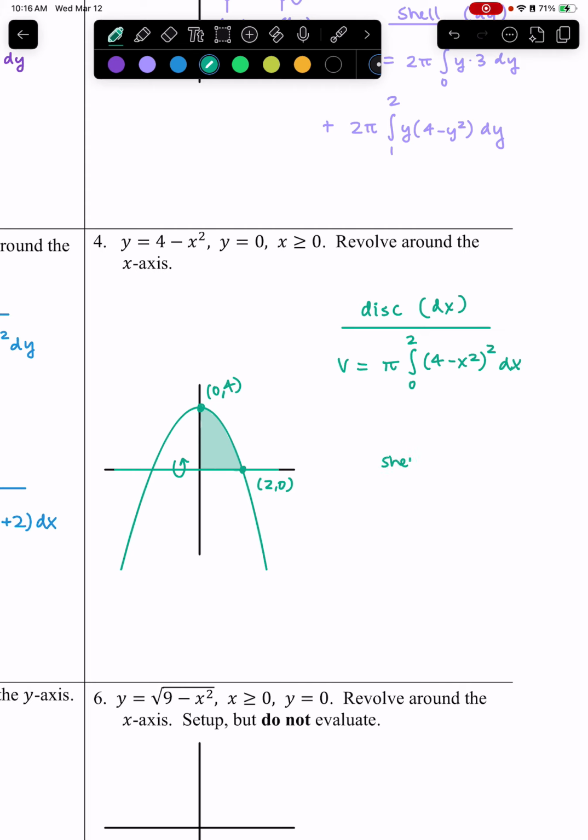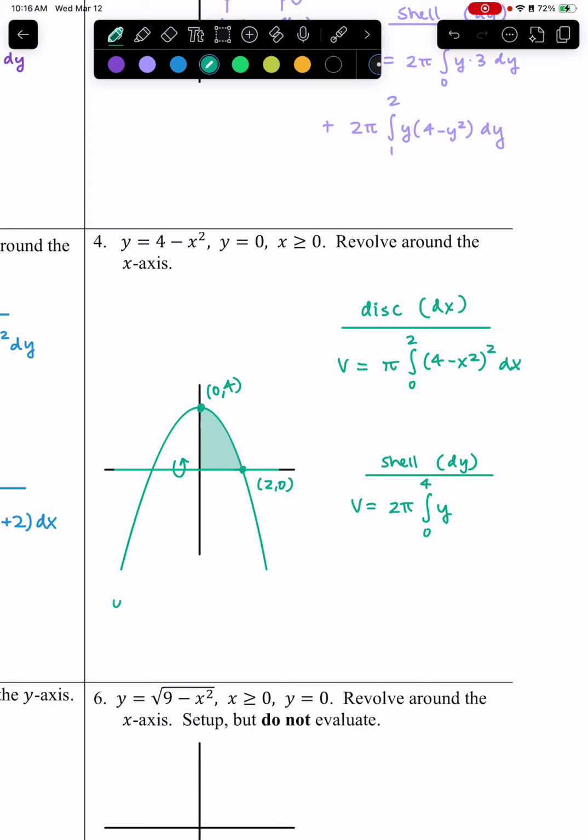For the shell method, which is now going to be dy, volume is equal to 2 pi rh, so we're going to have 2 pi. Y varies from 0 to 4, and our radius in this case would be y, and our height would be the function, or I guess our x, this distance x would be our height. Radius is y, but x we need to solve for.